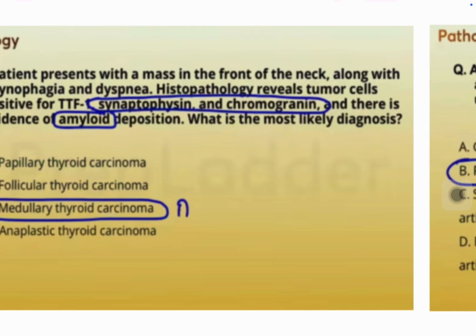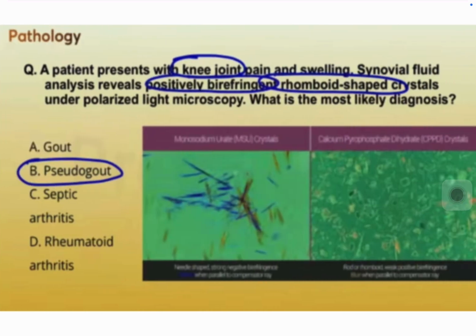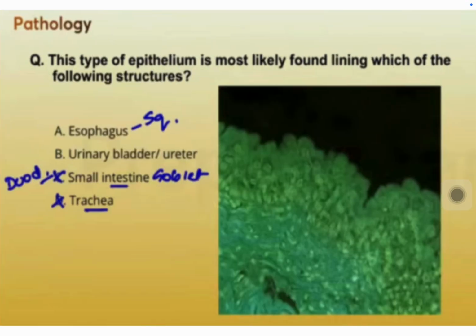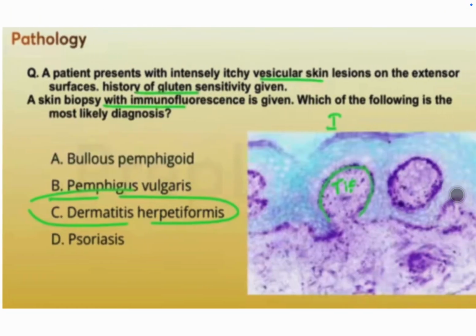That is your answer. A patient presents with knee joint swelling, synovial fluid has positive birefringence, rhomboid-shaped crystals. That is your pseudogout. This type of epithelium, your umbrella cells, is seen where? That would be your ureter and urinary bladder.